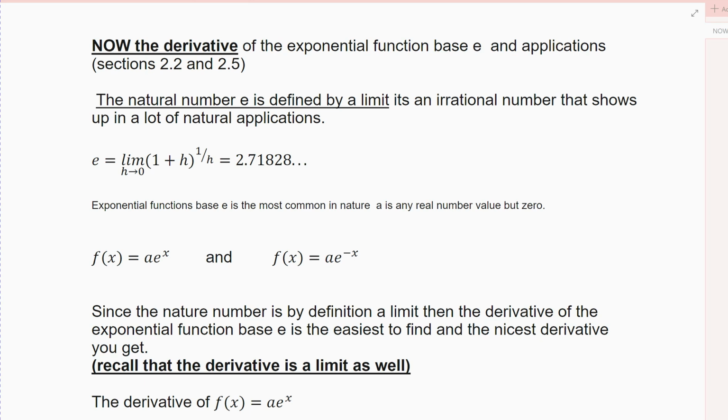And so this natural number e is actually defined by the following limit: the limit as h approaches 0 of (1 plus h) raised to the 1 over h. You plug a really small number in there, it gives you e. That's actually what your calculator's doing when it finds the e number. Again, irrational means it's a decimal that goes on forever, like pi, never ends, never repeats.